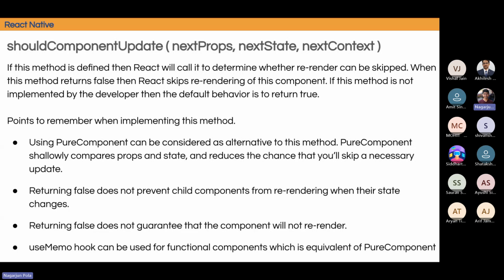And also, it is important to remember that returning false in this method does not guarantee that the component is not re-rendered. It is just an indication to the React framework that it should not render this component, but the React framework will decide whether it has to render or not. It might override, and it might still render even though false is being returned. And when false is returned in one component, it does not prevent the children components from being re-rendered. So if you are building an application using functional components, then we can use useMemo instead of PureComponent.